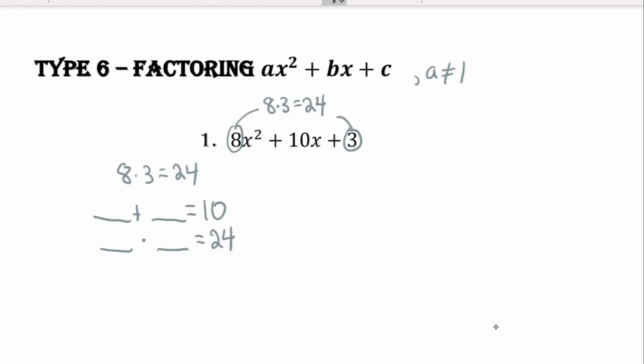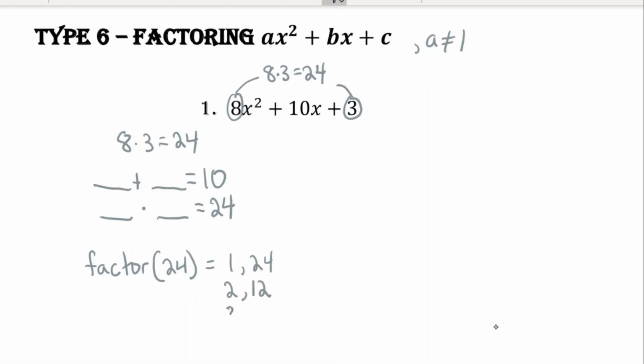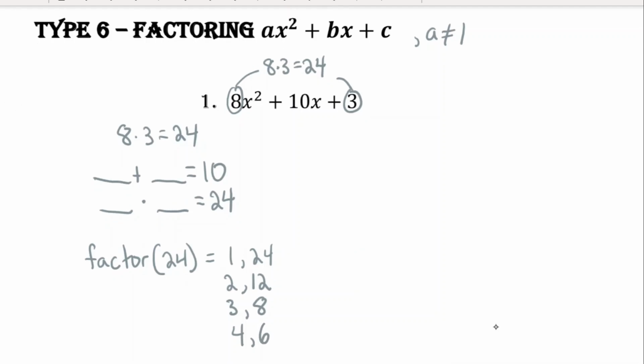So if you can't think of something that's going to satisfy these two conditions, narrow it down for yourself and think about the factors of 24. We got 1, 24, 2 times 12. We've got 3 times 8. We've got 4 times 6. So choose something that's going to add up to be 10 and multiply to be 24. So none of these work. Nope. Oh, 4 and 6 does. So if I put 4 and 6 here, we satisfy both conditions.